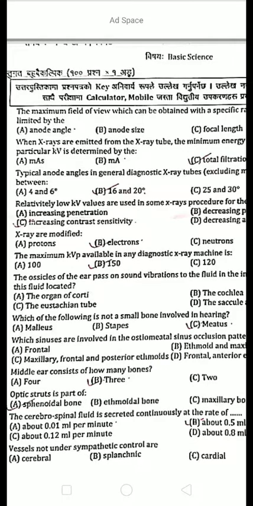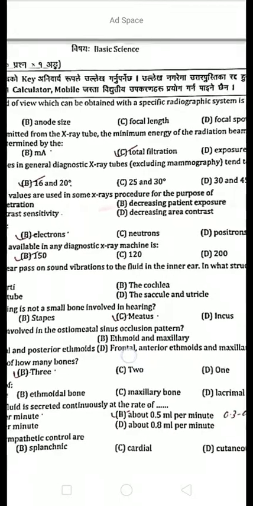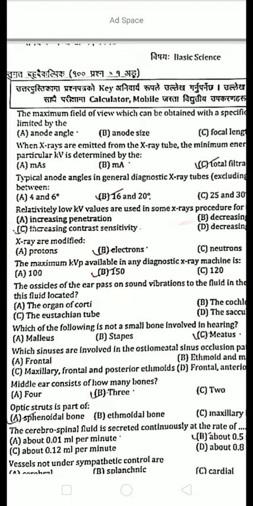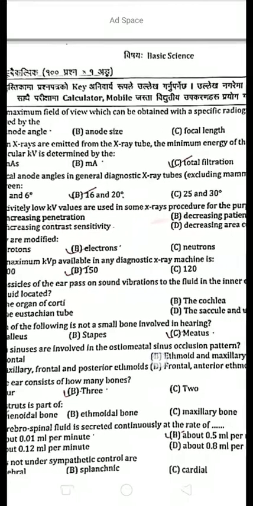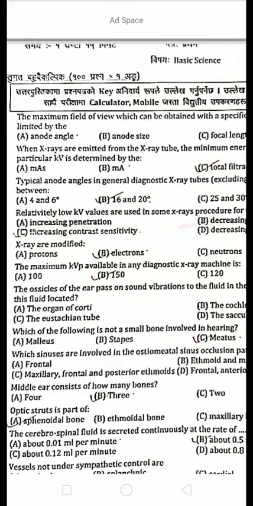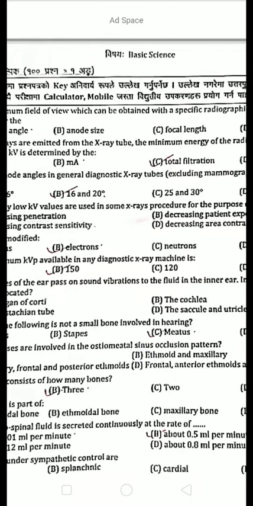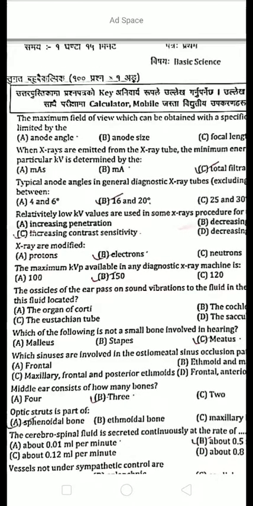When X-rays are emitted from the X-ray tube, the maximum energy of the radiation beam for a particular kV is determined by the total filtration. Total filtration is inherent filtration plus additional filtration. Typically the anode angle is 16 to 20 degrees, so the correct answer is B.